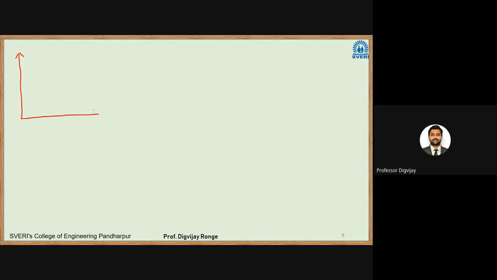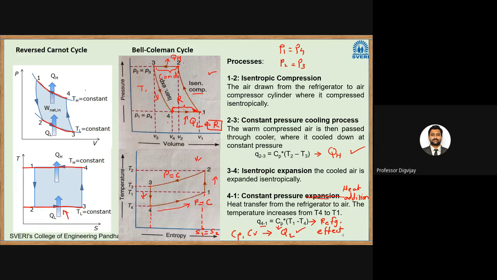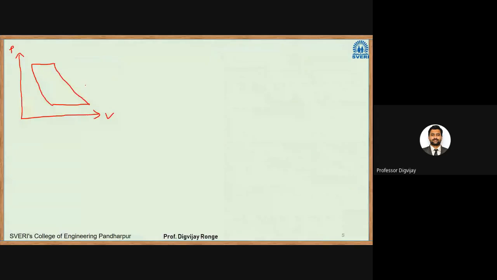So first I will draw the PV diagram, pressure versus volume. Here we have two constant pressure processes. This is also a constant pressure process. So these two are constant pressure processes. Others are isentropic processes, right? So this is 1, this is 2, this is 3, this is 4.